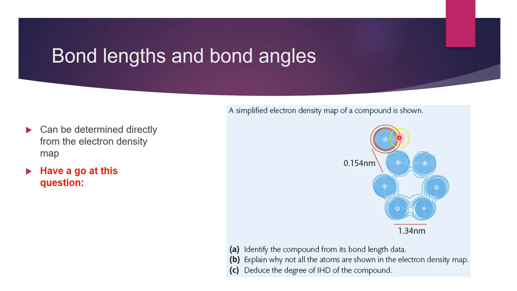So if we look at this, this is our simplified electron density map of a compound. Okay, we can see we've got a ring structure here again, and then we've got another bond coming out here. See if you can identify the compound from its bond length data. Remember, you have bond lengths in your data booklet. And explain why all the atoms may not be shown in the electron density map, and deduce the degree of hydrogen deficiency of the compound. Again, I'll ask you to pause the video, have a go at answering these questions, and then come back and see what we have for the answers.